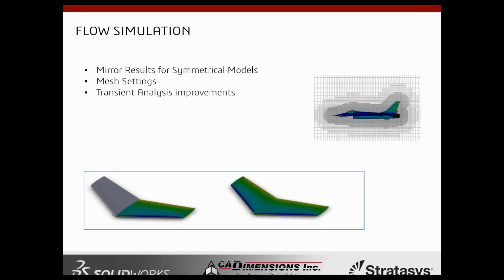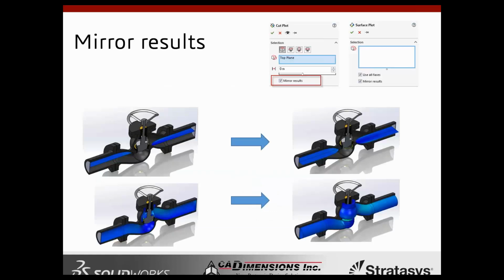So first off, mirror results. Now in SolidWorks 2016 for flow simulation, when you run a symmetry analysis, so if you have a computational domain which is only the half of your model, you will only get half the results. And that's kind of how it looked previously in older versions, 2015 and before. So this is a cut plot and this is a surface plot.